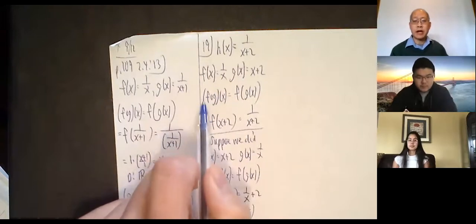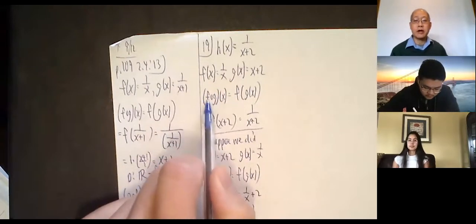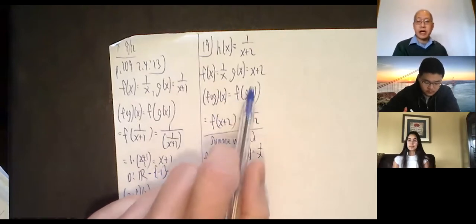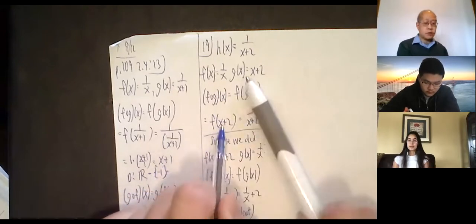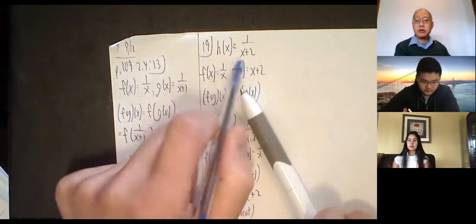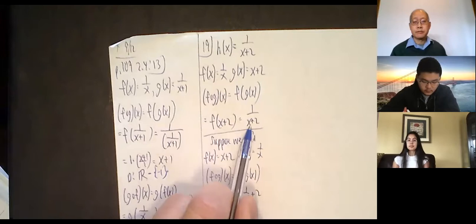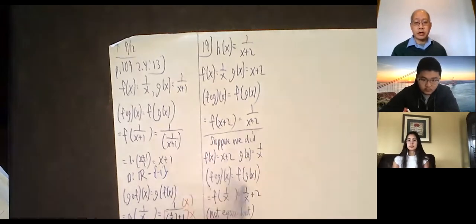Right? So double check f of g of x, f circle g of x. Okay, so f of g of x means f of x plus 2. And now what do you do to x plus 2? You reciprocate that, so 1 over x plus 2. All right? So that's it for 19. You can ignore all this stuff that's here. So I wanted to go back and give you that.